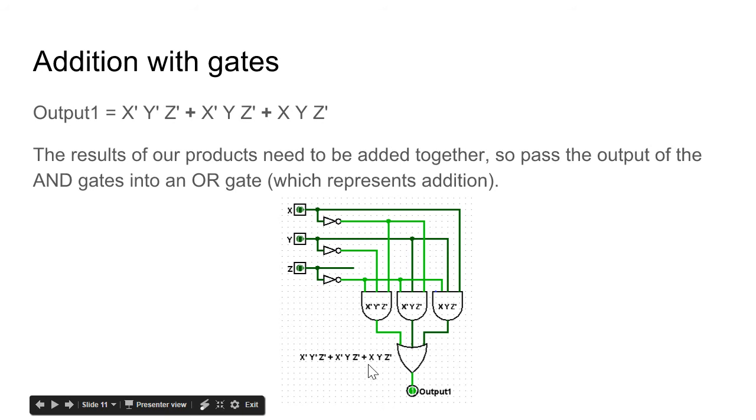So I'm labeling the expression that this OR gate represents. We've got our individual products here, and then they're all being added together. And the output of this OR gate is our output 1. So this should now match, well, it won't because I've missed this input line, but this should now match the truth table. If we were to test any combinations of x, y, and z inputs here, the output should match.